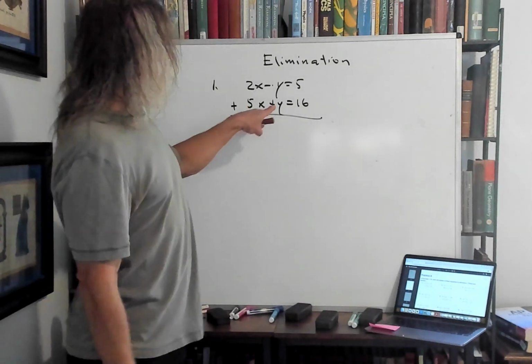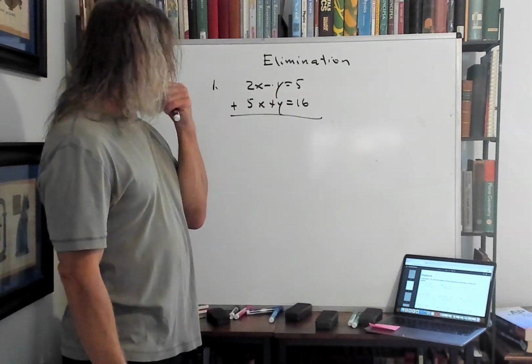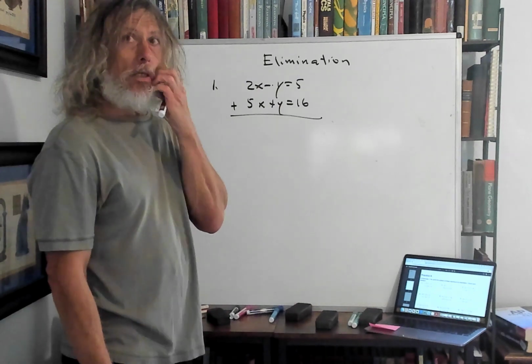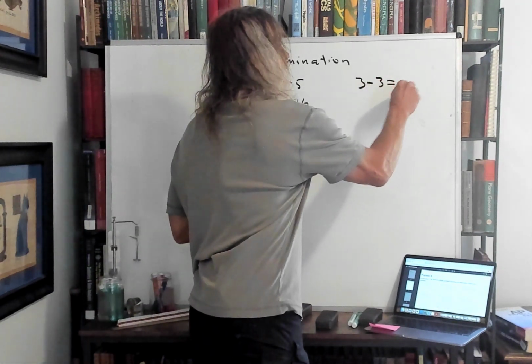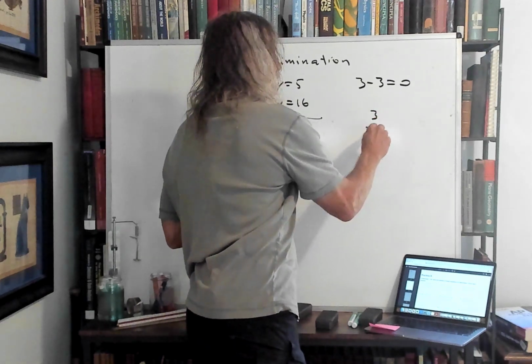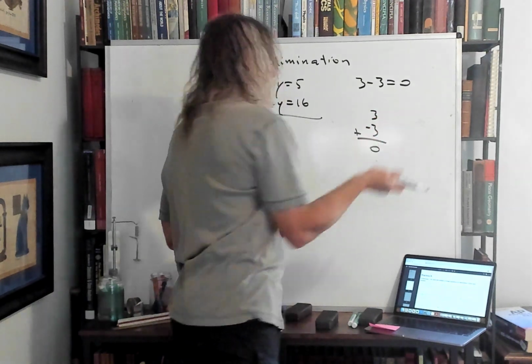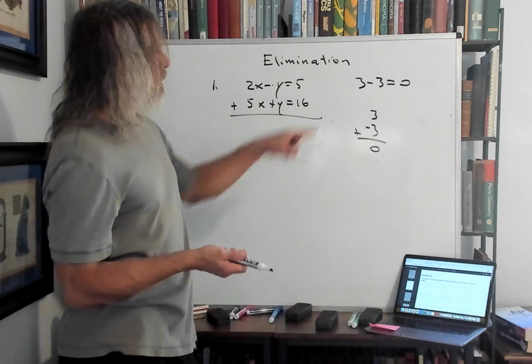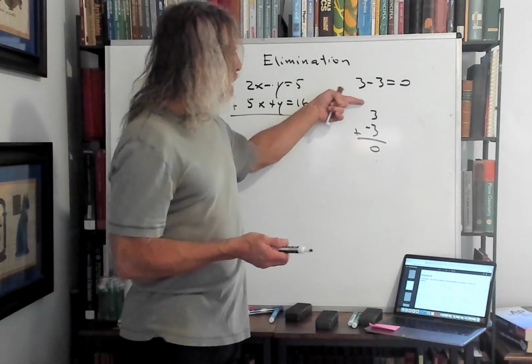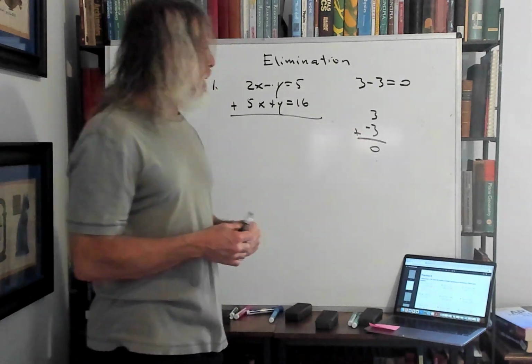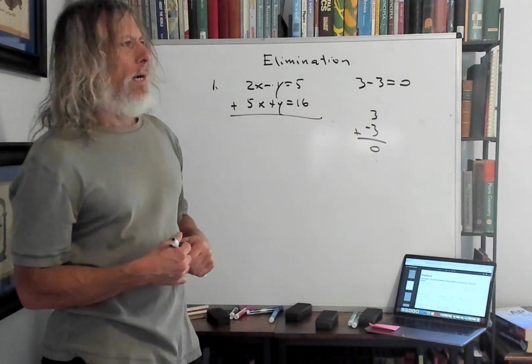Okay, notice that this and this are opposite, and so they zero out. Because remember, 3 minus 3 is 0, or 3 plus negative 3 is 0. A number minus itself is 0. A number plus its opposite is 0. So we're going back to that fact.